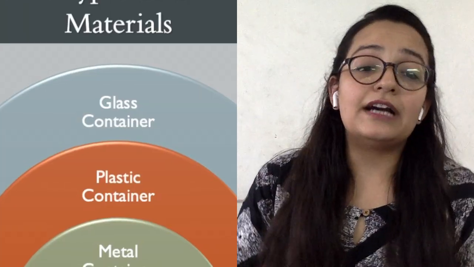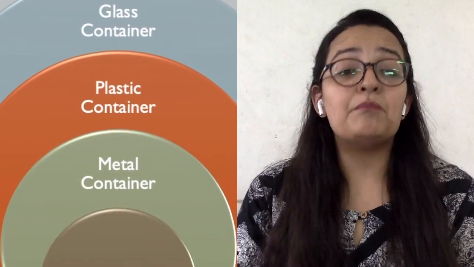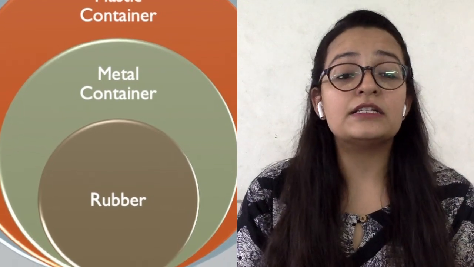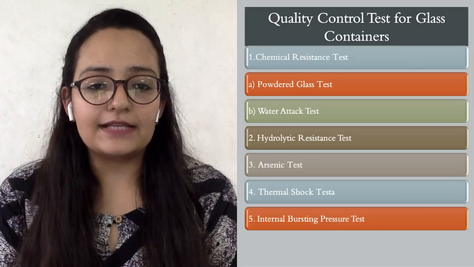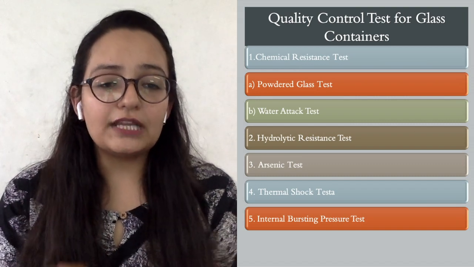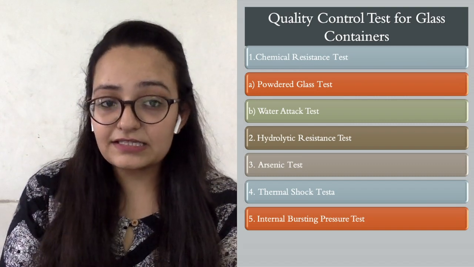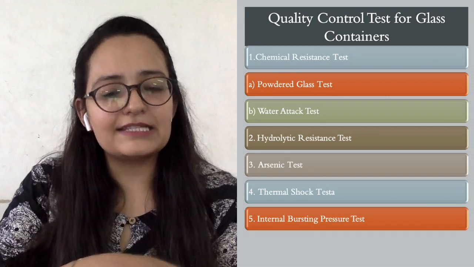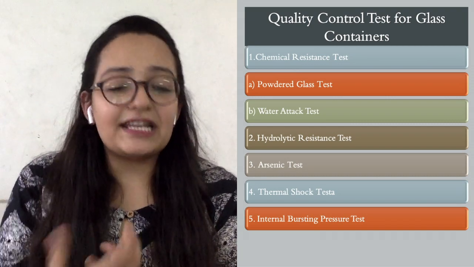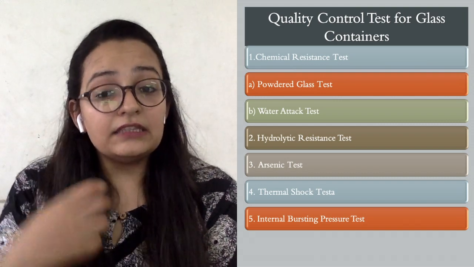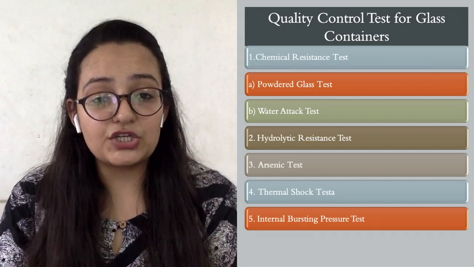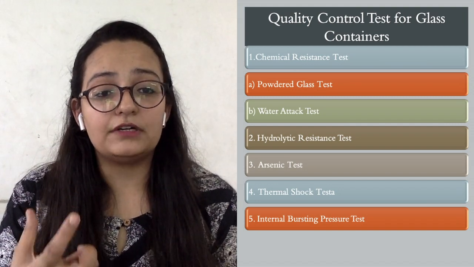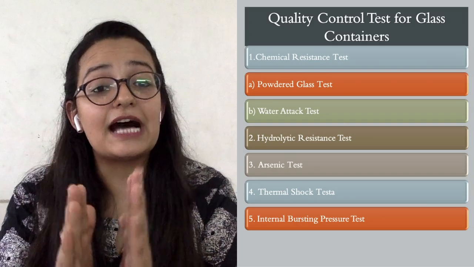There are different kinds of containers like glass container, plastic container, metal container, rubber container. These are the various kinds of containers. In the pharmaceutical industry, most of the packaging materials are composed of glass. So, quality control tests for the glass containers include chemical resistance test, in that powdered glass test and water attack test, hydrolytic resistance test, arsenic test, thermal shock test, and internal bursting pressure test. These are the 5 types of quality control test for the specific glass container.